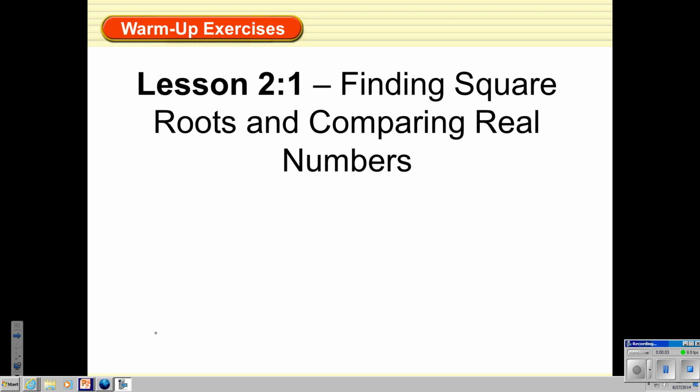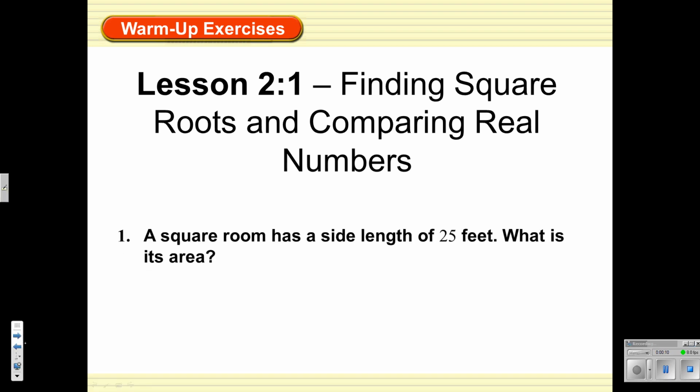All right, this is Chapter 2, Lesson 1, Finding Square Roots and Comparing Real Numbers. All right, we have a warm-up exercise just to kind of get us into the groove of what square numbers are.